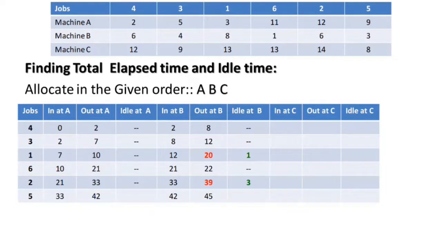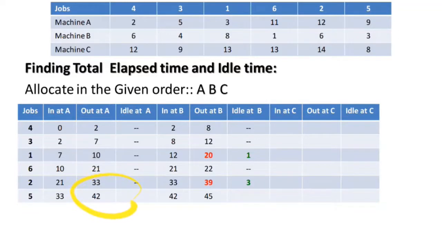We can see that for job 1 the out time at B is 20 hours. For job 6 the in time is 21 hours. Why? Because for job 6 the out time at A is 21 hours, and unless this comes out, this product has not been fabricated, so we cannot go for the machining at machine B. So there will be 1 hour idle, the machine won't run for 1 hour, then it starts again at the 21st hour.